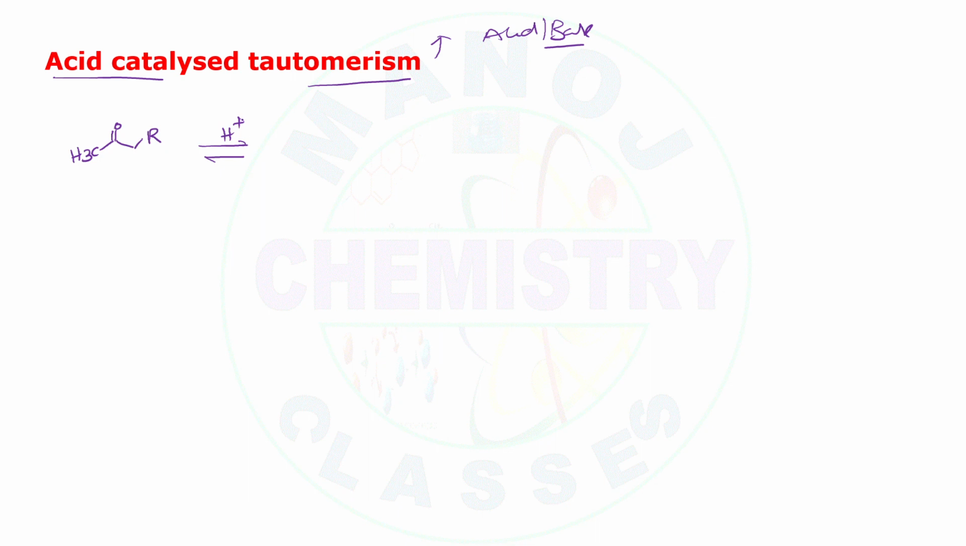What will happen? This H plus will attack. The lone pair present on the oxygen atom will attack the H plus ion, and this one will become C double bond O plus, and R. So now what will happen? This one will be shifted here to neutralize this positive charge, and a positive charge will be developed here. So here this one will become CH3 C OH plus R will be developed.